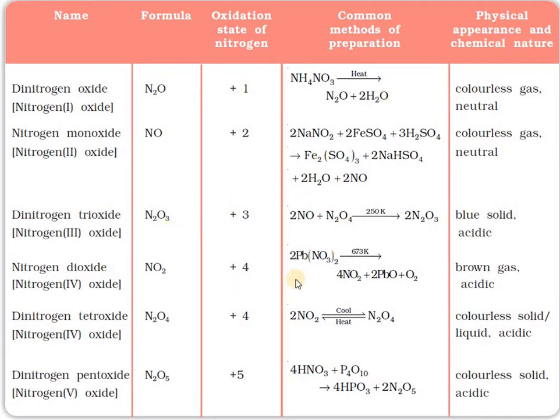Let us say further we want to produce N2O3. How to make that? NO plus N2O4 give rise to N2O3. This way, it is a blue solid, and this is acidic.